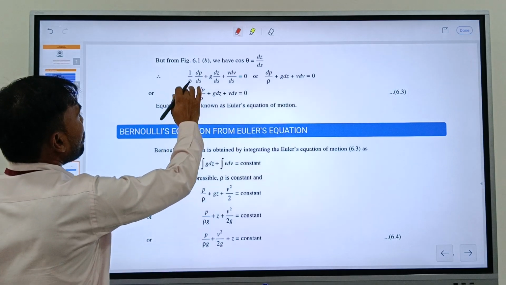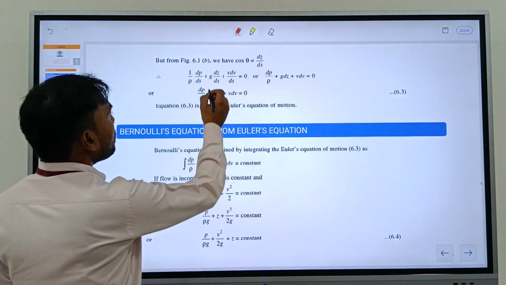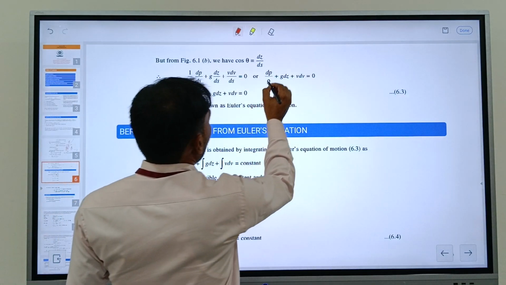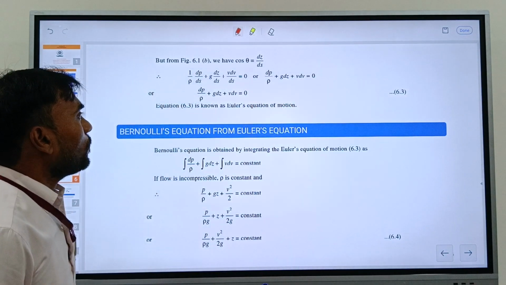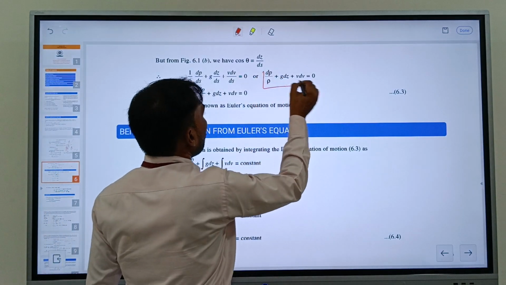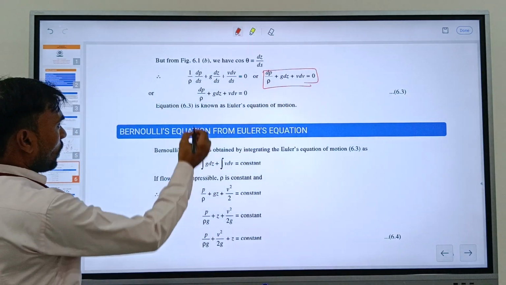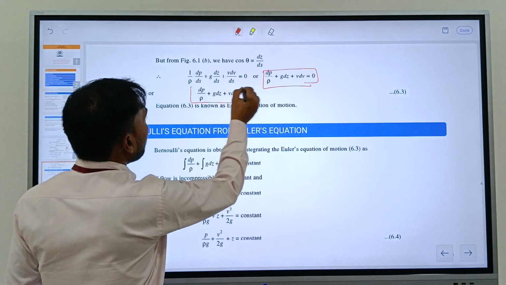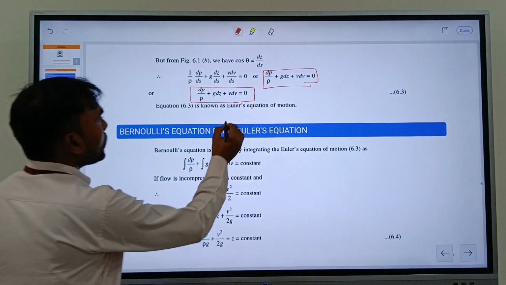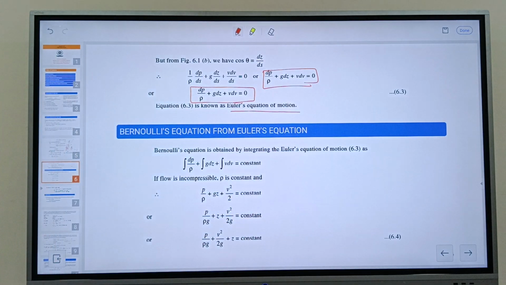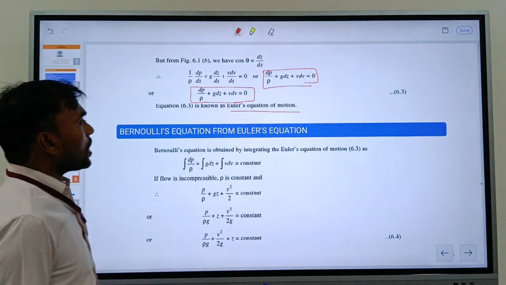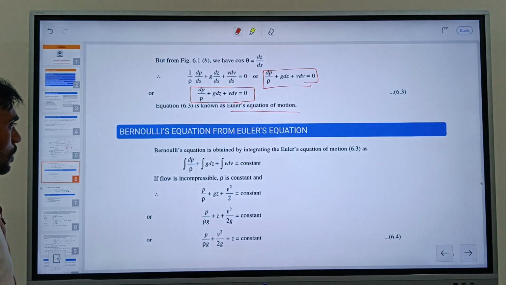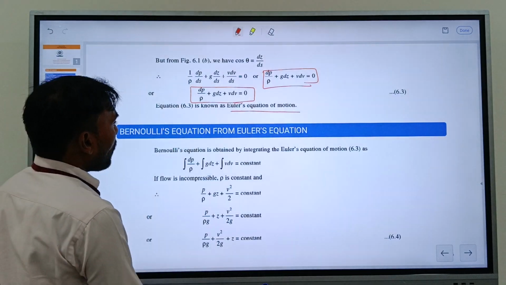Therefore, the final value will be 1 by rho dp by ds plus g dz by ds plus v dv by ds equal to 0, or further dp by rho plus g dz plus v dv equal to 0. This will be the final result, which is known as Euler's equation of motion. Euler's equation of motion can be obtained from the general equation of fluid motion by considering the viscous forces as 0.